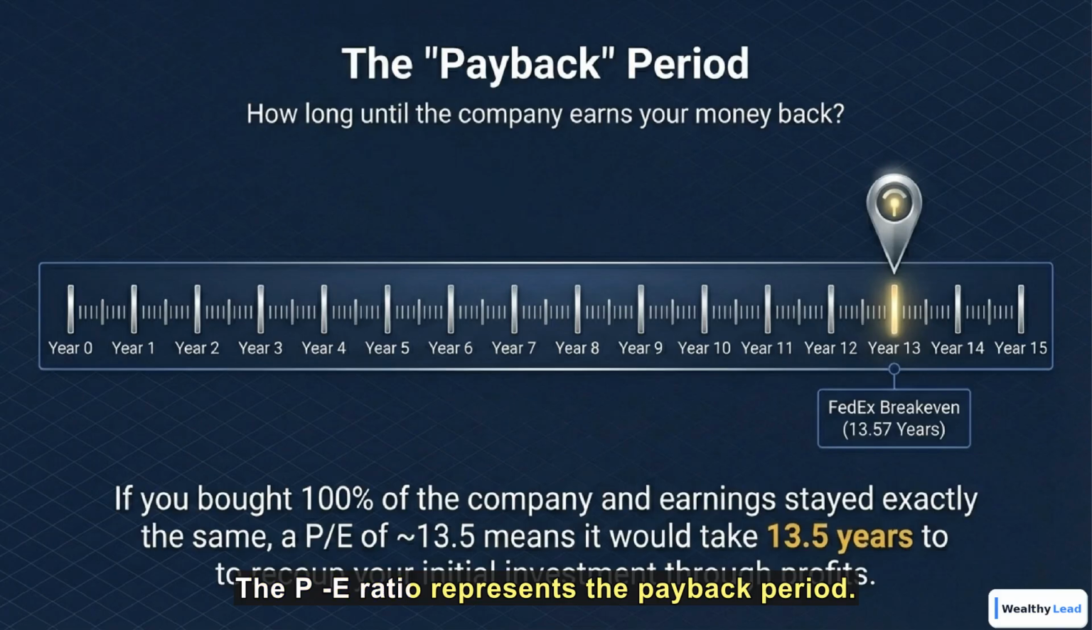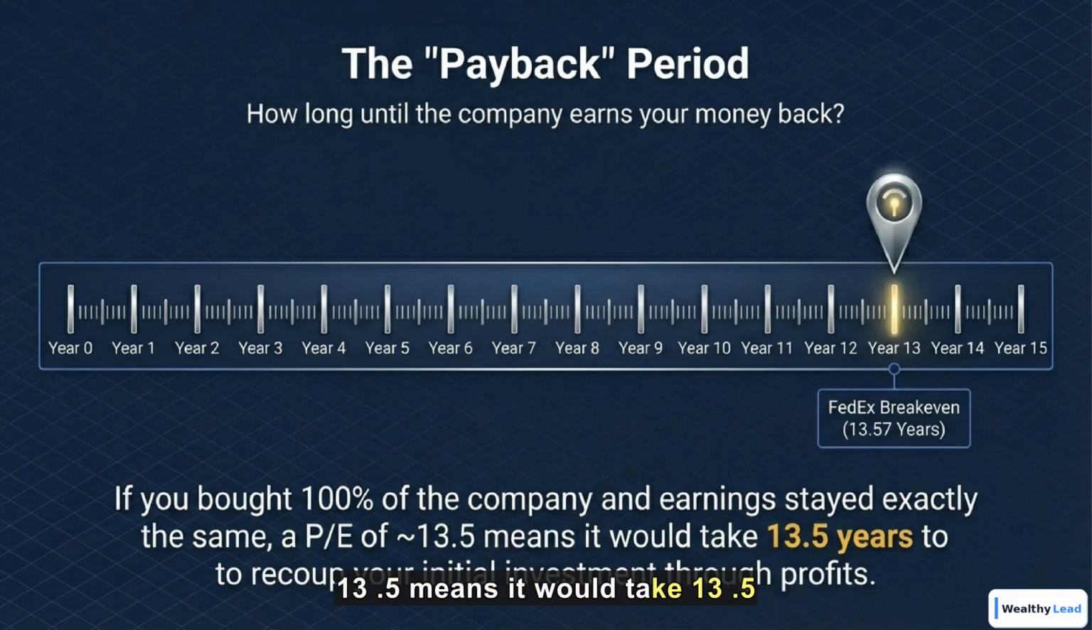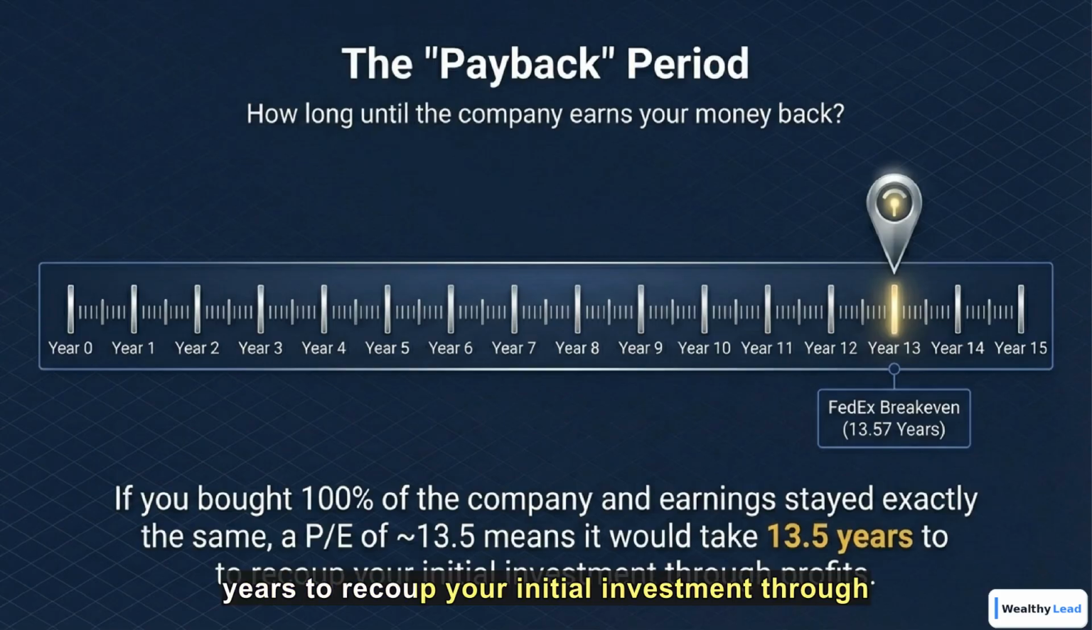The PE ratio represents the payback period. If earnings remained constant, a PE of 13.5 means it would take 13.5 years to recoup your initial investment through company profits. This is the FedEx break-even point.